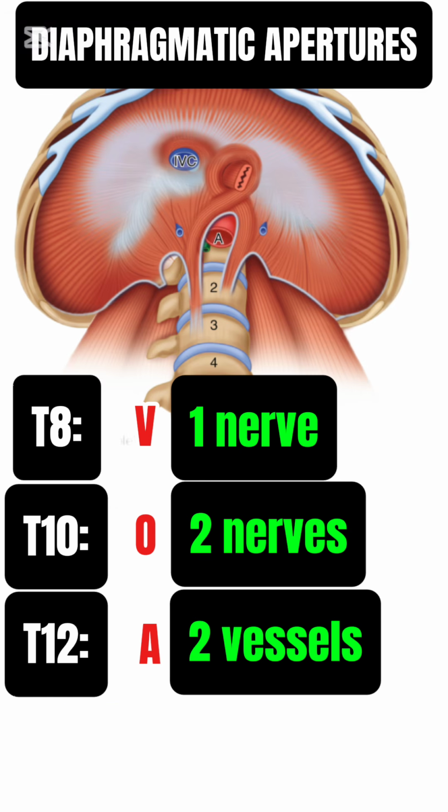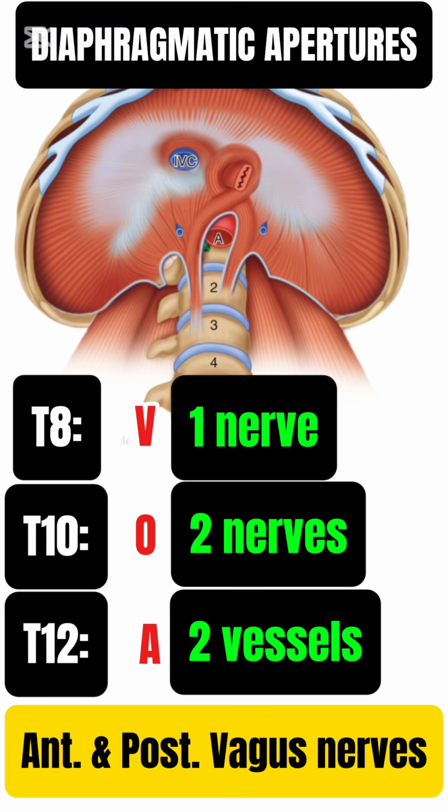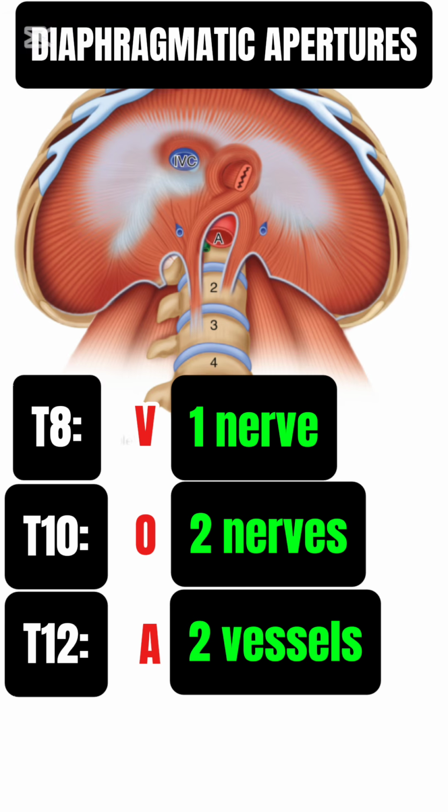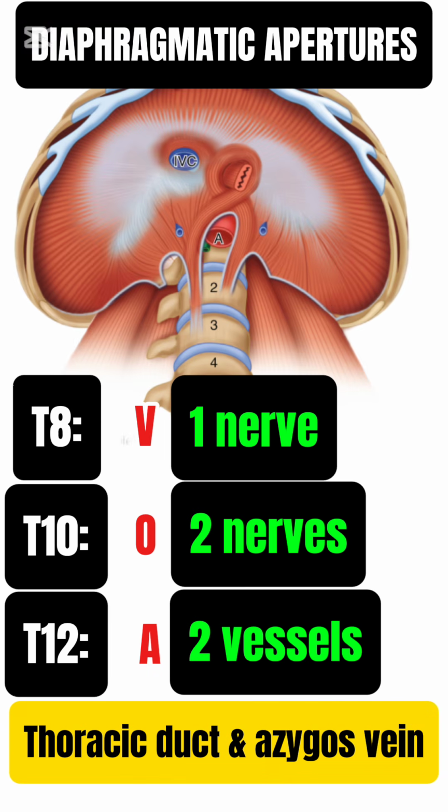The two nerves at the T10 level refers to the anterior and posterior vagal trunk, which accompany the esophagus through the esophageal aperture. The two vessels at the T12 level refers to the thoracic duct and the azygos vein, which accompany the aorta at that level.